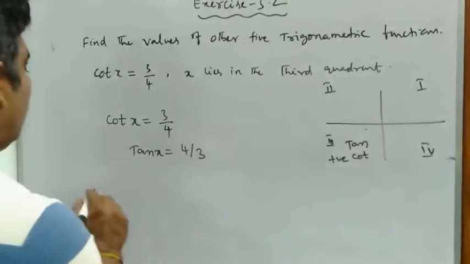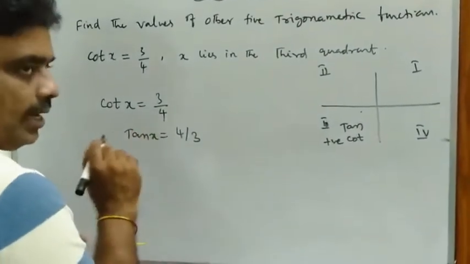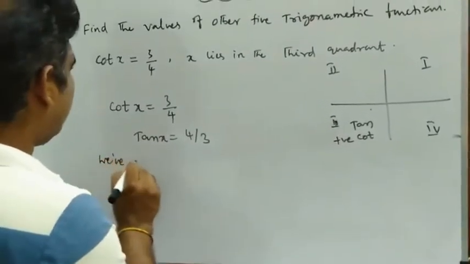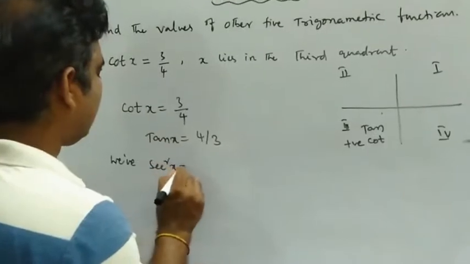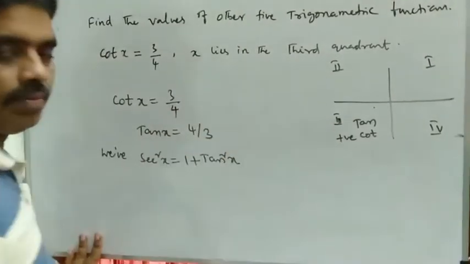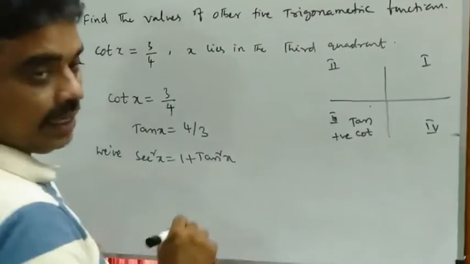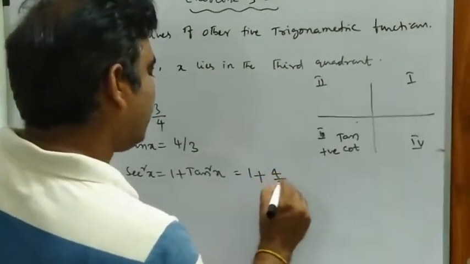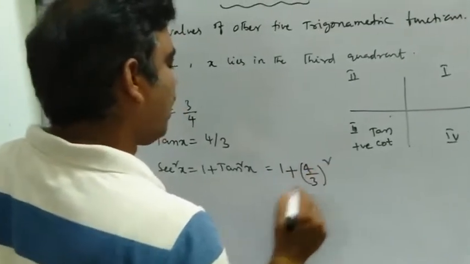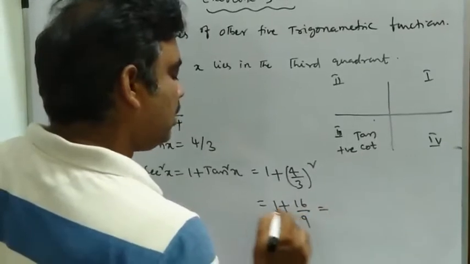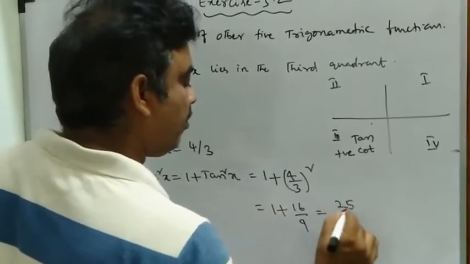Then to find the other values, we use the relation. We have the relation between secant and tan. We have secant square x is equal to 1 plus tan square x. I can use this relation to find secant x. It is 1 plus 4 by 3 whole square. It is 1 plus 16 by 9. It is 9 plus 16, 25 by 9.